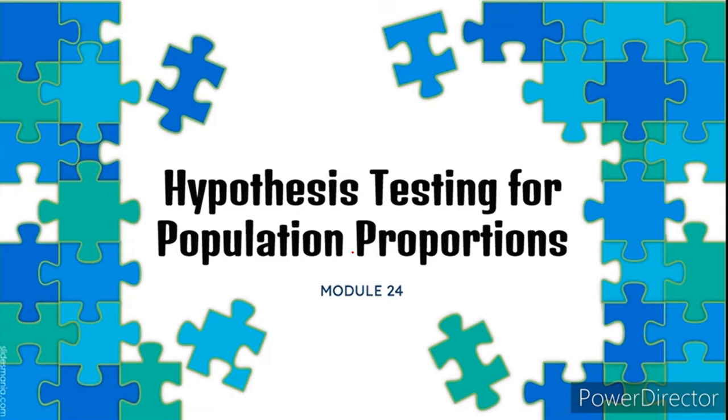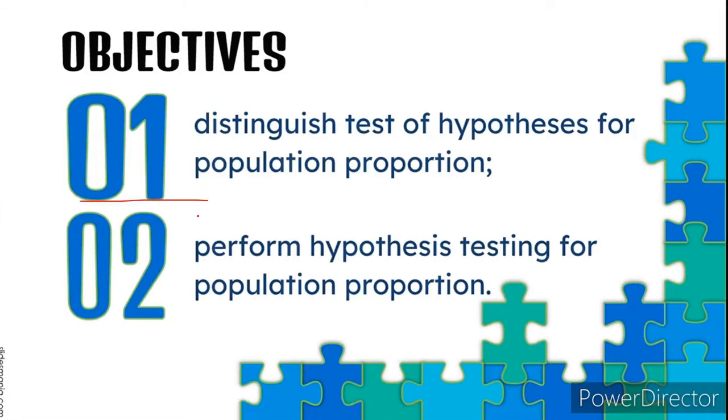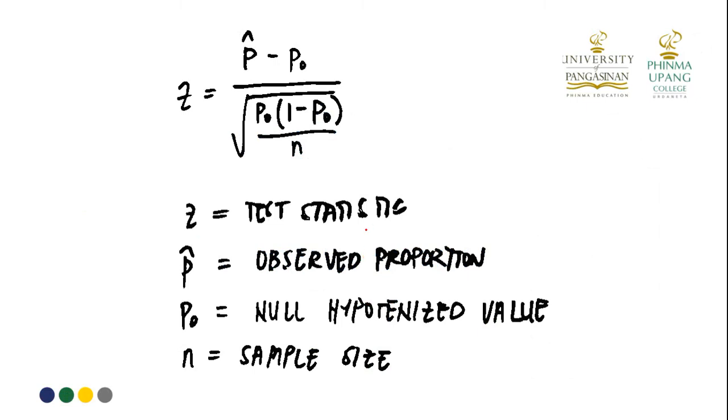Yes, sir. Okay. The title of day 24 or the module 24 is all about hypothesis testing for population proportions. Okay, so we have two objectives. Distinguish test of hypothesis. Iba't iba yung spelling, no? May I, may E. For population proportion, perform hypothesis testing for population proportion.